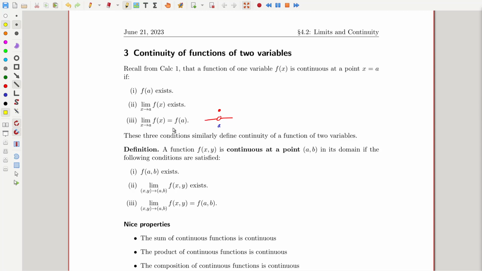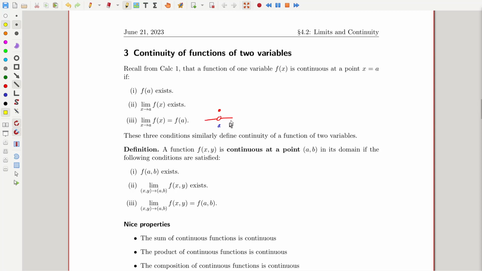So let's unpack what that means. A function f is continuous at the point x equals a if f of a exists, which means that a is in the domain of the function f. You can actually plug a into the function and you get back some value. That's the first part. The second part is saying this two-sided limit. Back in Calc 1, this was a two-sided limit, meaning that the two one-sided limits were equal to each other. So this limit existed as well, and these two things were equal to each other.